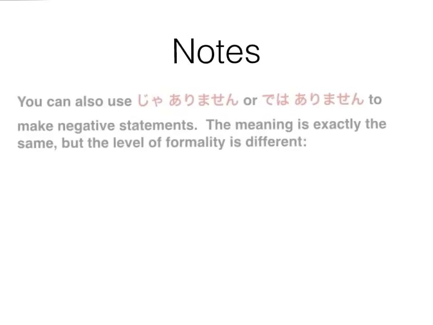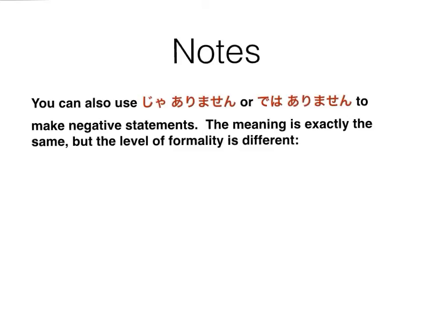In addition to the one we've been focusing on, じゃないです, you can also use じゃありません or ではありません to make negative statements. The meaning is exactly the same, but the level of formality is what's different here. Compare. じゃないです is the least formal way of saying not in Japanese.